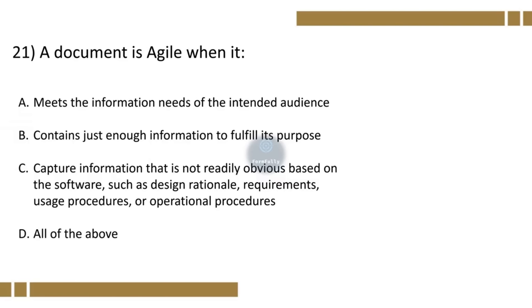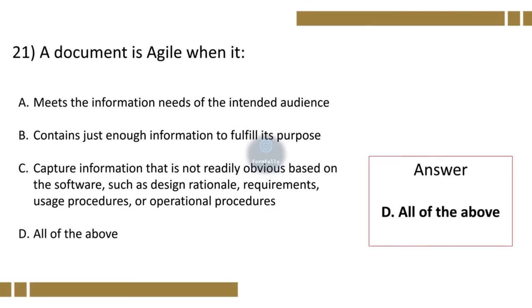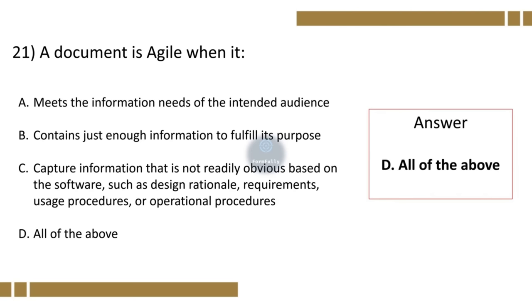Question 21. A document is agile when it option A, meets the information needs of the intended audience. B, contains just enough information to fulfill its purpose. Option C, captures information that is not readily obvious based on the software such as design, rationales, requirements, usage procedures or operational procedures. Option D, all of the above. And the correct option is D, all of the above.